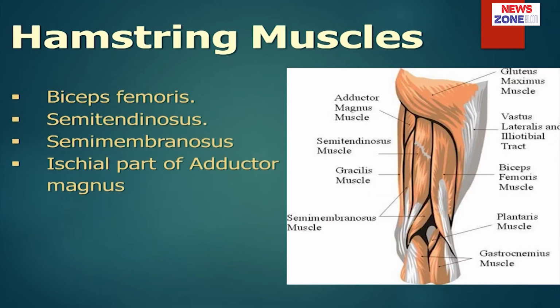Now in this picture we can see the hamstring muscles, the main muscles of the posterior compartment. Here we can see the biceps femoris, then the semitendinosus muscle, which is resting on a very flat muscle called the semimembranosus. Not only that, another muscle which is basically in the adductor compartment, the adductor magnus, also has a part at the posterior aspect of the thigh as a hamstring muscle, and that is the ischial part of the adductor magnus.